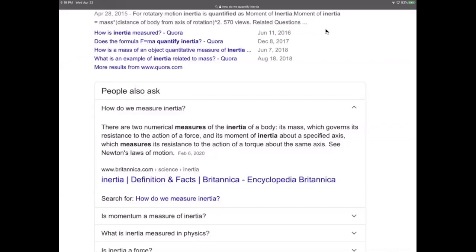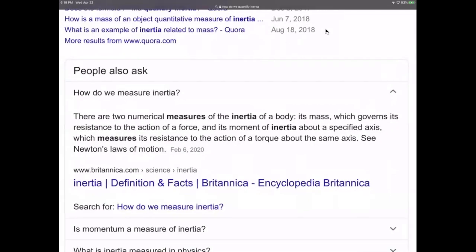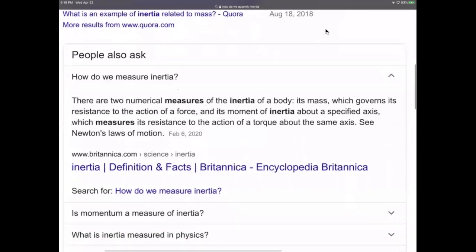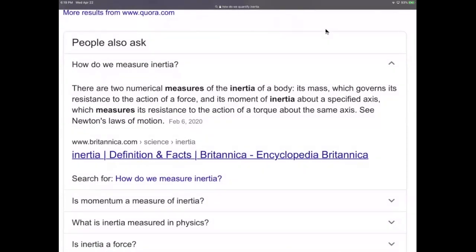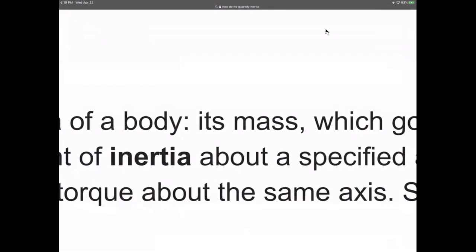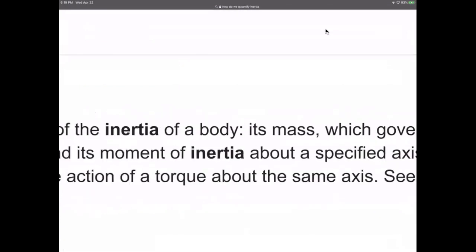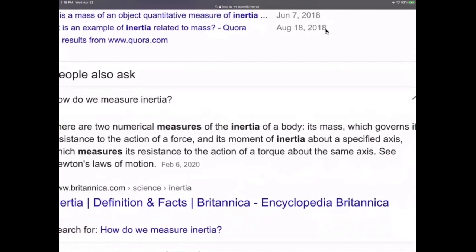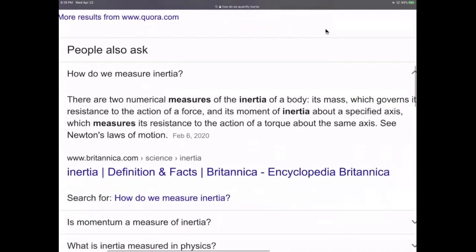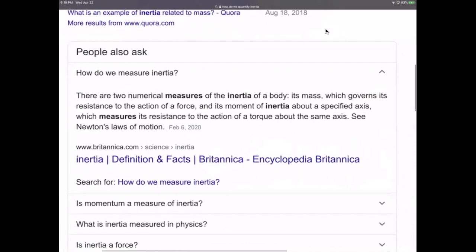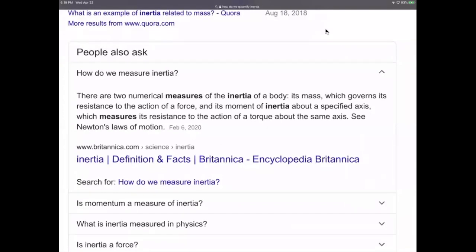The very first sentence, this is good. There are two numerical measures of the inertia of a body. The first is its mass. So mass itself is inertia, okay? Again, that just is the resistance to some force, meaning it doesn't want to be pushed. It doesn't want to be stopped by a force either. So that's just inertia. And the mass is the inertia, which is the 0th moment, okay?